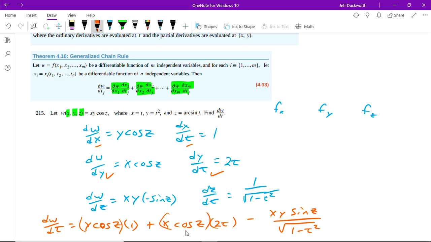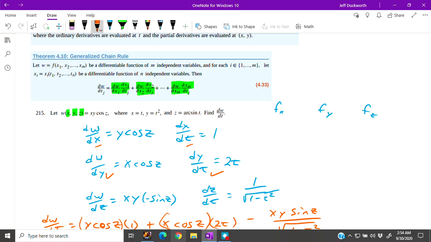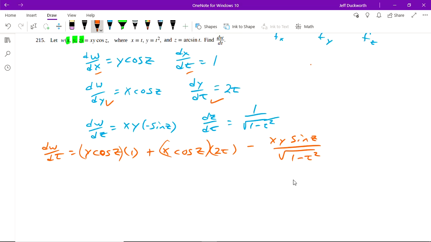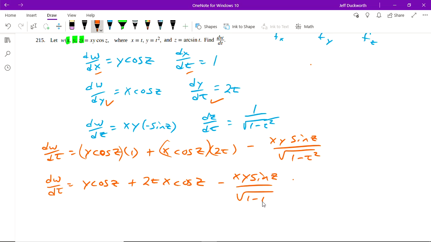And again, you can pull out the 2 and the 1. So one more step of cleaning would be fine, but let's just finish. So this is y cosine of z plus 2t x cosine of z, and then minus what we have there, x y sine z over root 1 minus t squared.